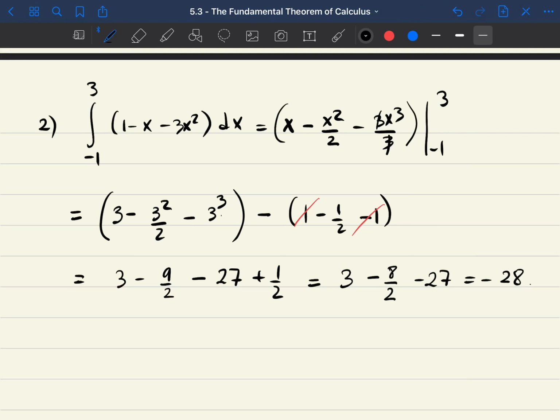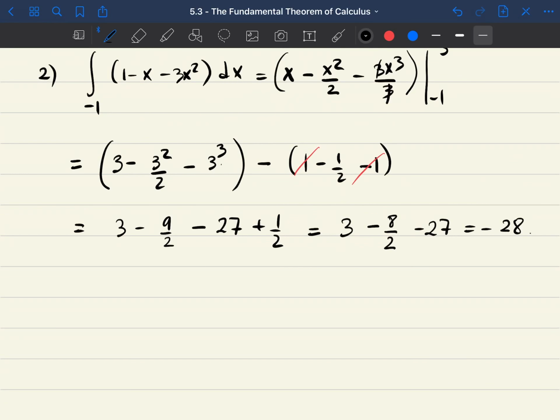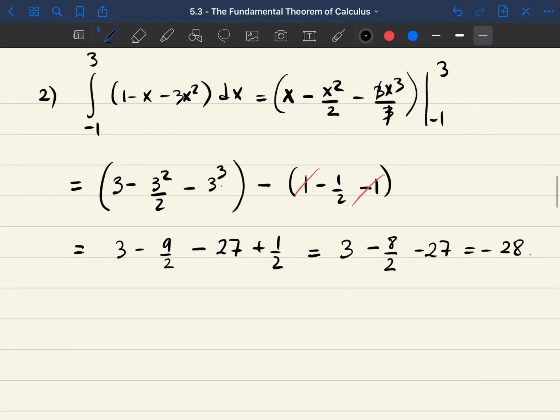All right. So let's do another one. So basically with these questions, as long as you know the antiderivative of the function you're integrating, you can just do the antiderivative evaluated at the top limit minus the antiderivative of that evaluated at the lower limit of integration. Okay, so let's do another one.